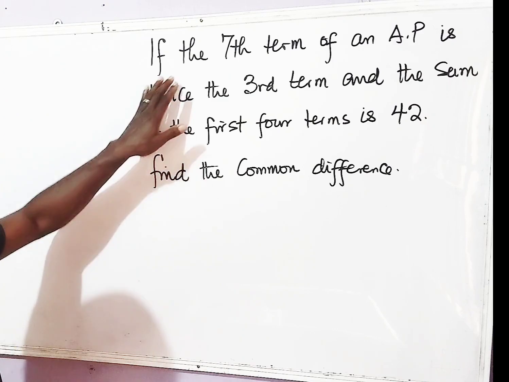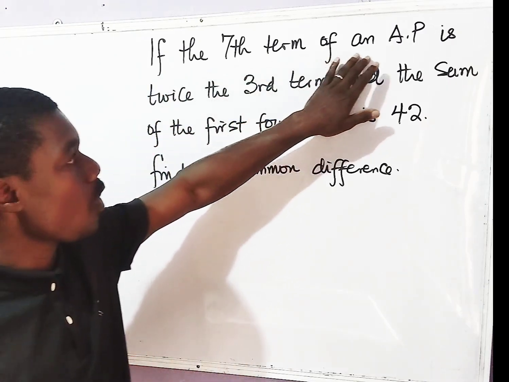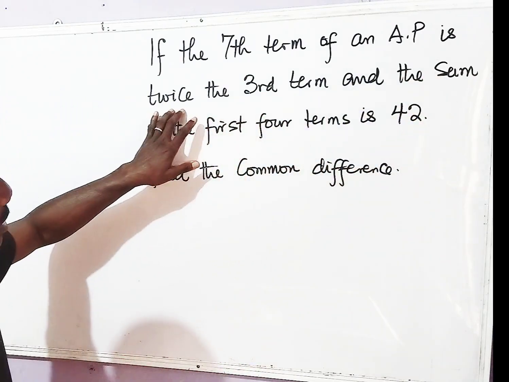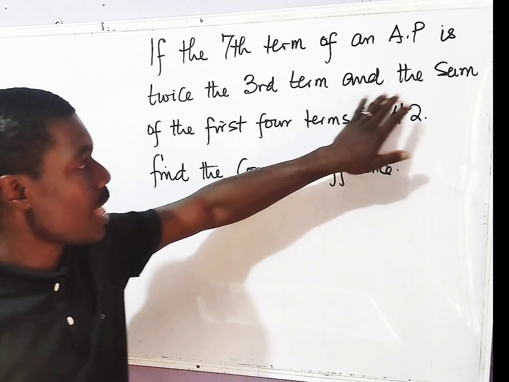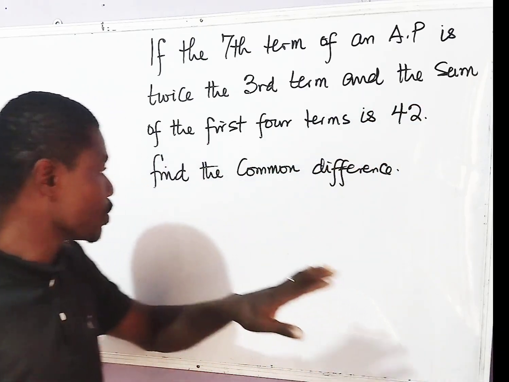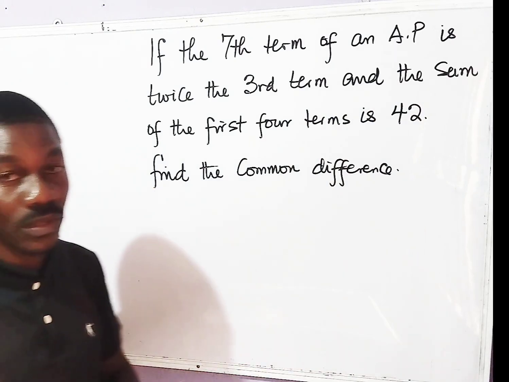And it reads that if the seventh term of an AP, which is the arithmetic progression, is twice the third term and the sum of the first four terms is 42. Now find the common difference.